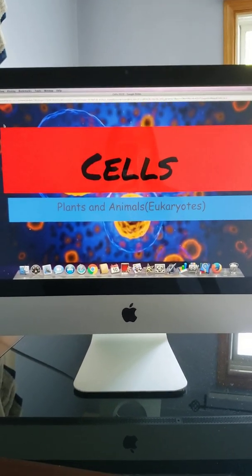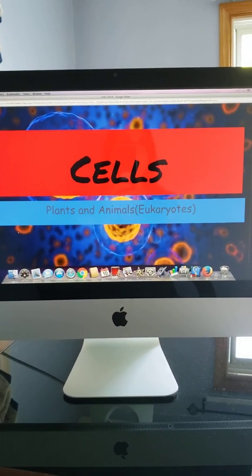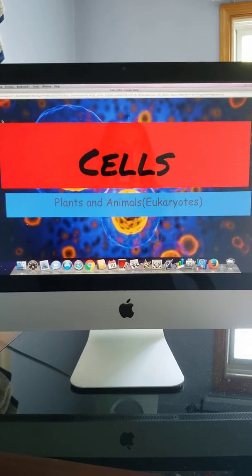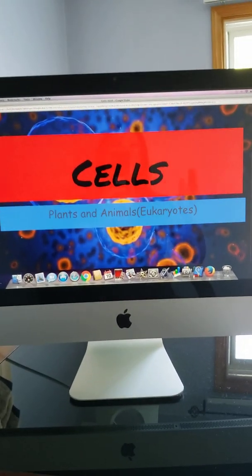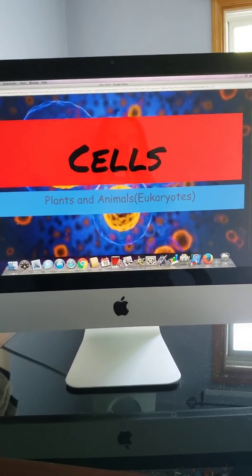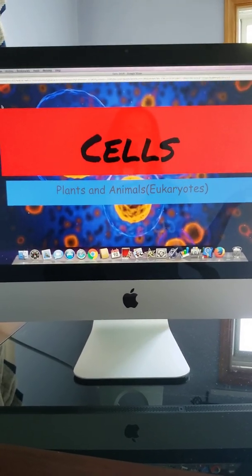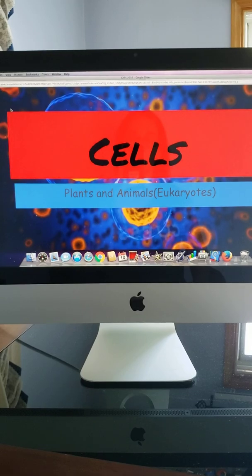So when we think of an organelle, it is a structure inside of a cell and it performs a certain function. So we're talking about structure and function. Organelle is the structure and what it does is the function. So let's look at the different organelles and what function they serve.